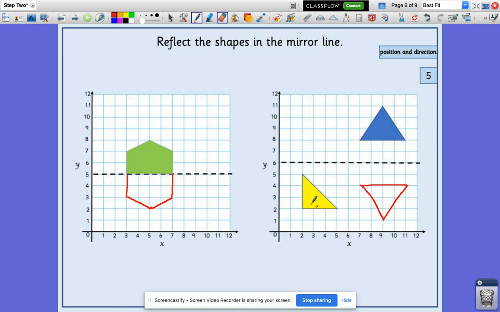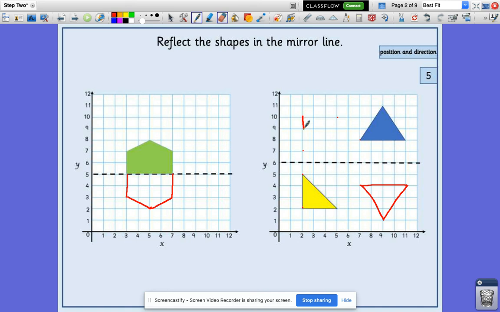Again, I'm going to reflect this triangle in the mirror line. So I'm going to take this vertex first of all, this corner, and it's 1 square away from the mirror line. So I'm going to plot it 1 square away. Then I'm going to look at this one. Now it's 1, 2, 3, 4 away. And then the final one is 3 across from that one and 4 away. So 1, 2, 3, and 4 away.